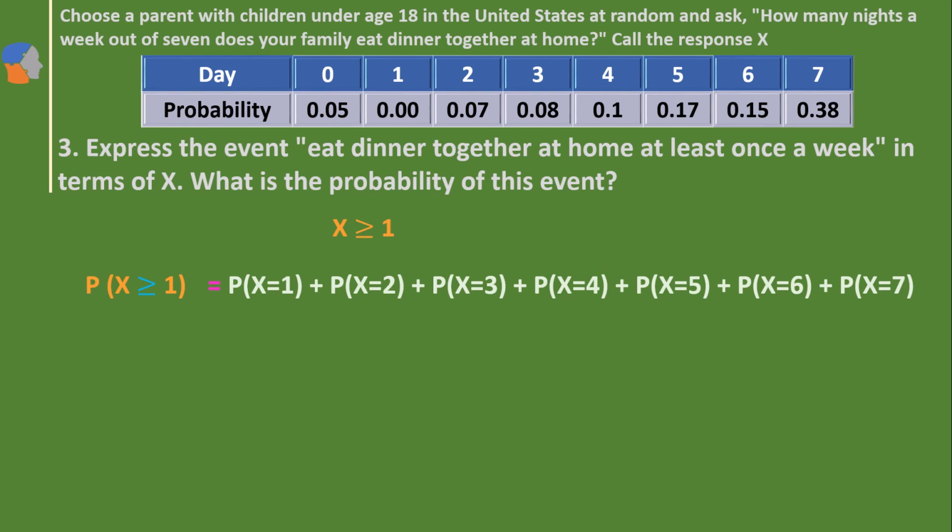Here x greater than or equal to 1, therefore we can write 1 minus the probability of x less than 1. Then we can write 1 minus the probability of x less than or equal to 0. This is true because x is a discrete random variable. What are the x values less than or equal to 0? In our case, only x equals 0. So 1 minus the probability of x equals 0. We know the probability and subtract from 1. That is 0.95.